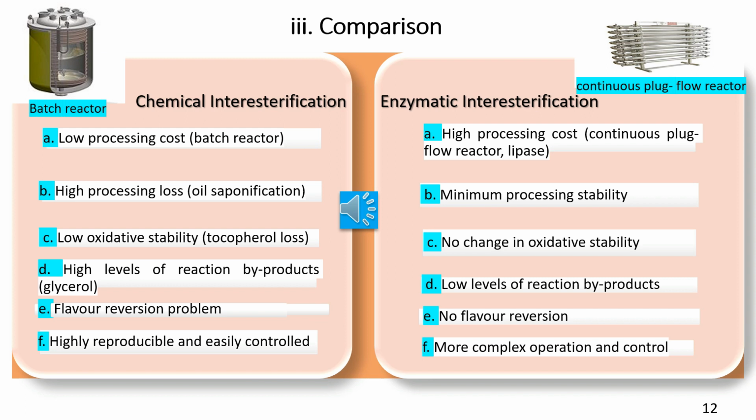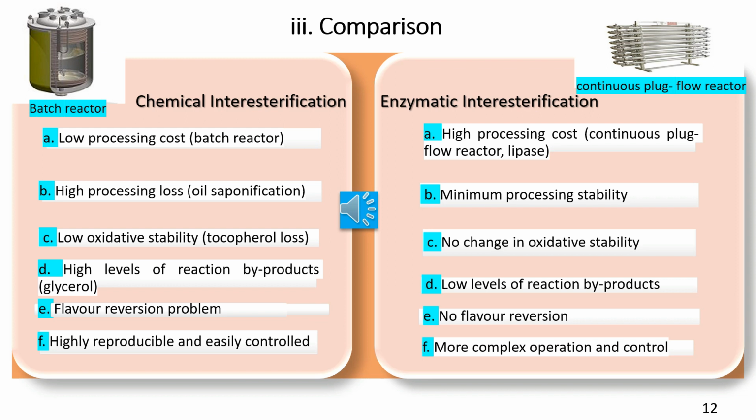The chemical interesterification requires high processing loss, and the saponification or hydrolysis of oil takes place in this process, while the enzymatic interesterification requires minimum processing loss. The chemical interesterification has low oxidative stability, with tocopherol loss. The tocopherols are in the form of vitamins which are present in the oil, while the enzymatic interesterification requires no change in oxidative stability.